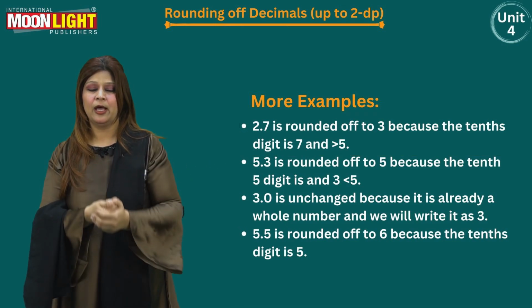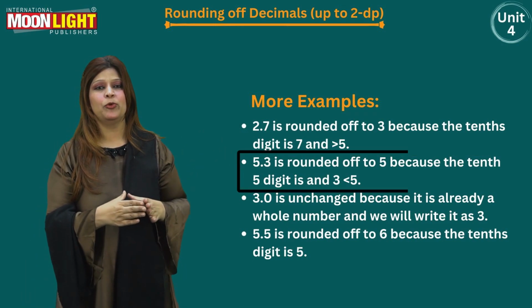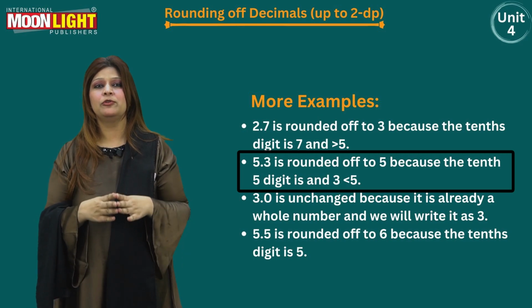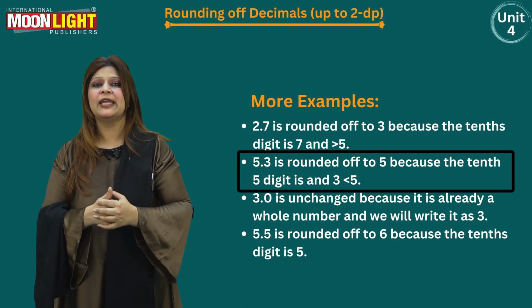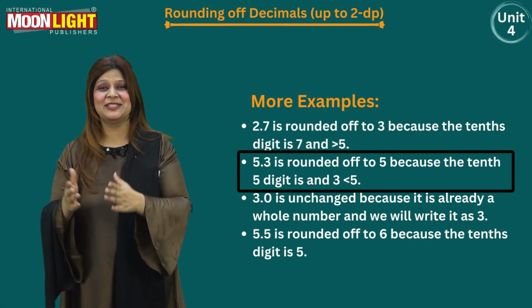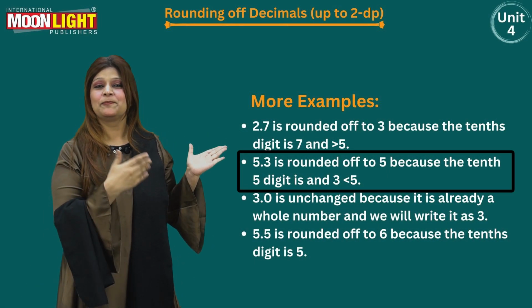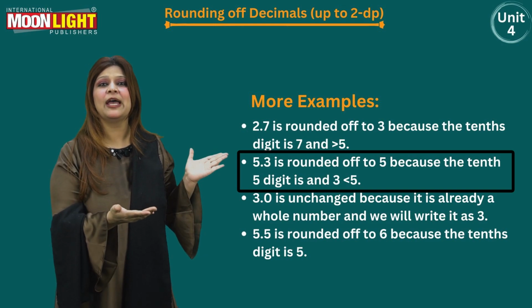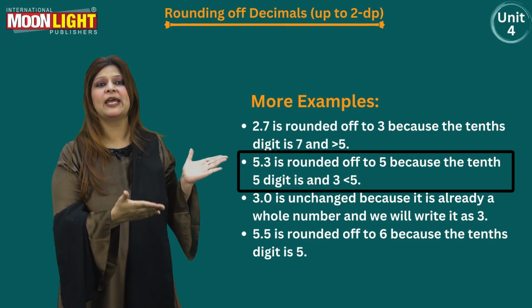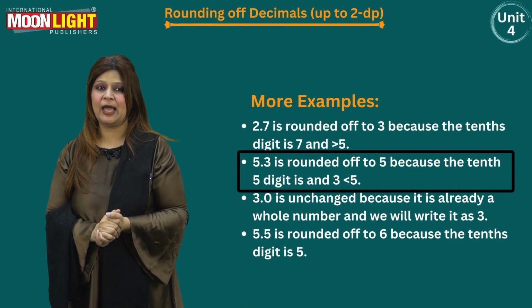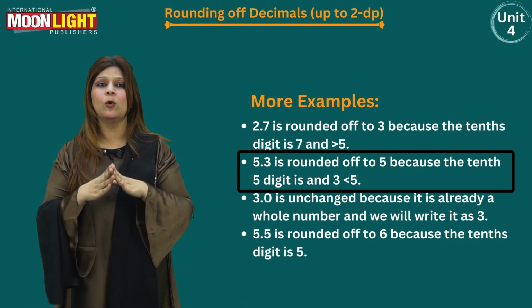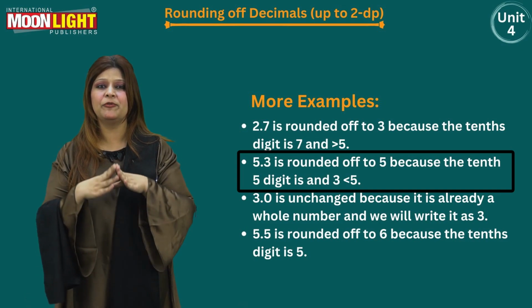Now, this next one, 5.3, is rounded off to 5 because the tenths digit is 3, which is less than 5. So that is why the number will be the same. We are not going to add anything to the number and we are going to have the whole number, which will be the number 5.